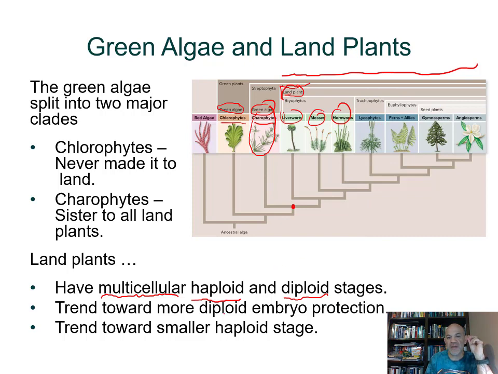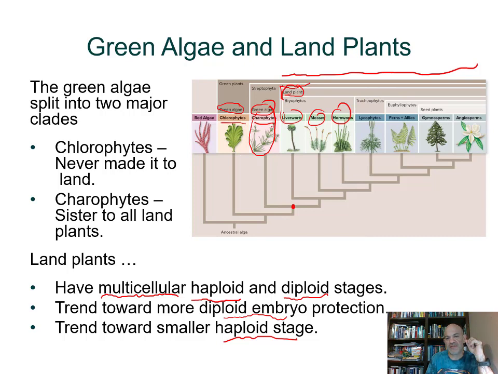We're going to see a trend towards a diploid embryo protection. So we're going to see the embryo is what you get when the sperm fertilizes the egg, and it's now diploid because sperm and egg are haploid, and the parent plant is going to protect that embryo from drying out, from desiccation. We're also going to see a trend towards smaller haploid stage.